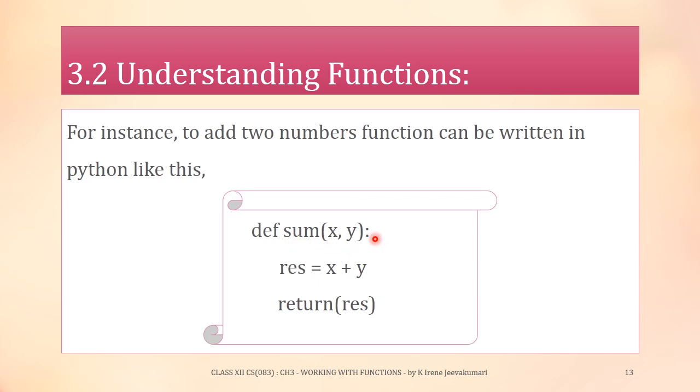There is a colon at the end of the def line, meaning it requires a block. The statements indented below the function define the functionality of the function. This block, the indented statements under the definition, is called the body of the function. Here there are two statements in the body of the function sum. The return statement returns the computed result of this function definition sum.